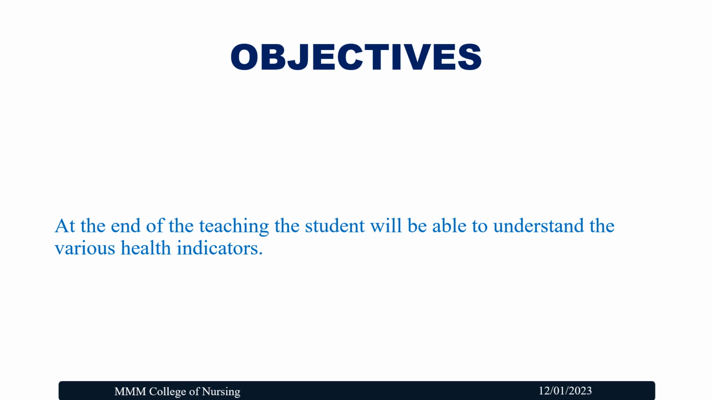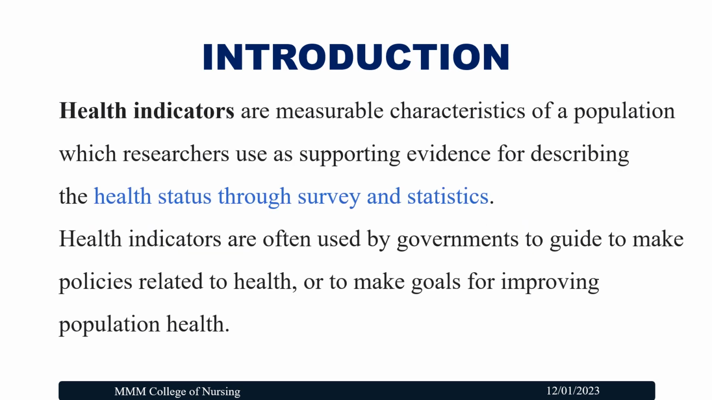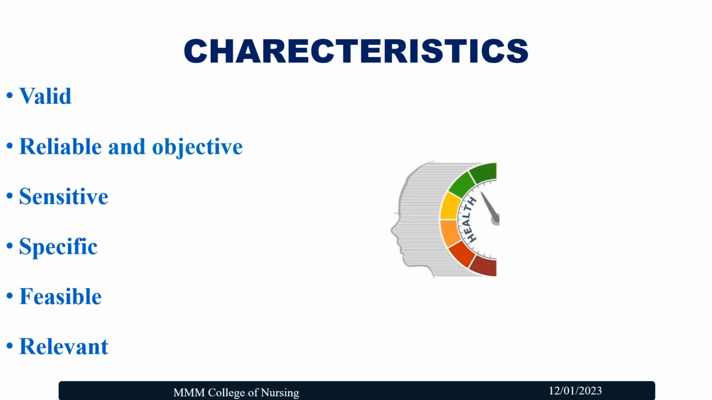The objective of this session is that the learner will be able to understand the various health indicators. Health indicators are measurable characteristics of a population which researchers use as supporting evidence for describing the health status through surveys and statistics. Health indicators are often used by governments to make policies related to health or to set goals for improving population health. Let's see the characteristics of the health indicators.